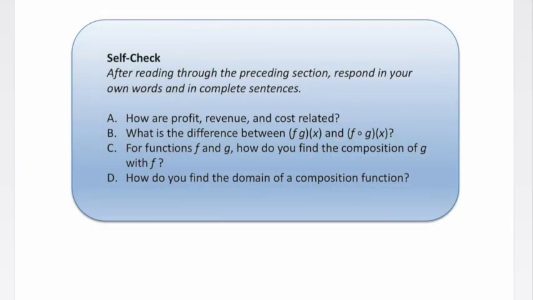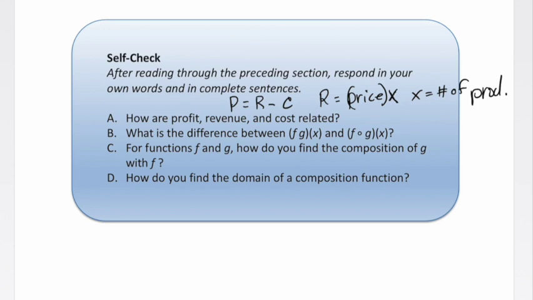So to close out this section, self-check. These are some questions you should be able to answer after you start practicing the problems and you look through the lesson video. Let's see, part A says, how are profit, revenue, and cost related? We talked about that at the beginning. So just a quick refresher, profit is revenue minus the cost. And we know that revenue is equal to the price times the number of products. X is the number of products.